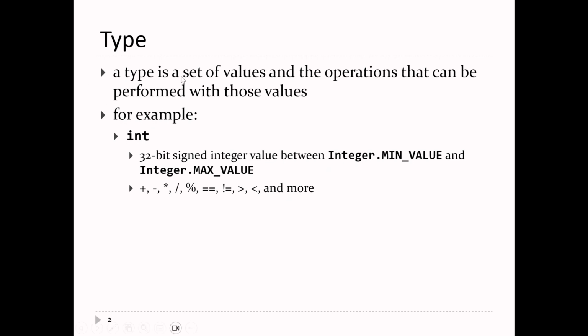All right, so remember what a type is. A type is just a set of values and the operations that you can perform with those values. For example, an int is just the integer values between Integer.MIN_VALUE and Integer.MAX_VALUE. Those are your set of values. What can you do with an int? Well, you can do arithmetic with an int.